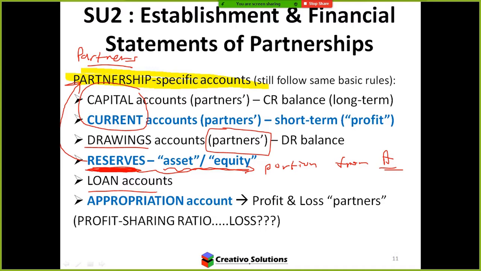There's a message in the chat. Can you please define reserves? This is the definition. It's like an asset, but it's also viewed as equity. A reserve, if I had to give you a definition, would be setting aside something for later on.